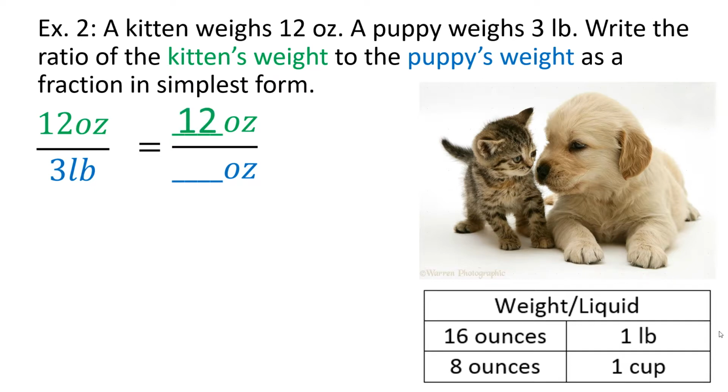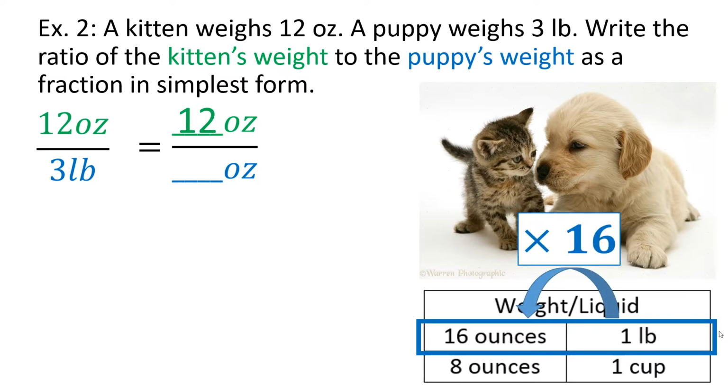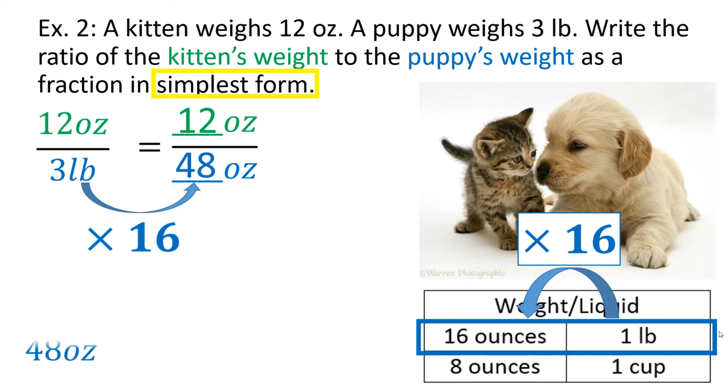So here, the 12 ounces says 12 ounces, but we need to convert the 3 pounds into ounces. Well, since there are 16 ounces in every 1 pound, to go from 1 to 16, it's a conversion of times 16. So 3 pounds times 16 is 48 ounces. And then we need to convert this to simplest form.